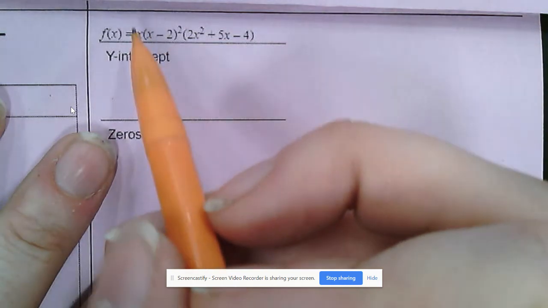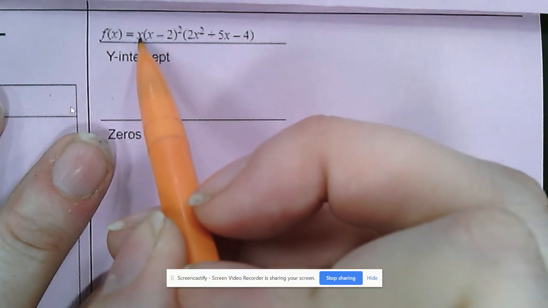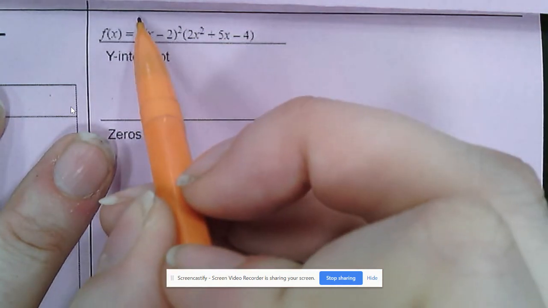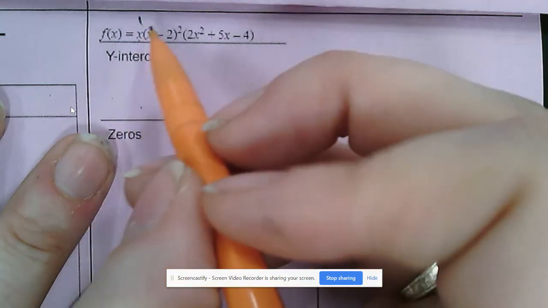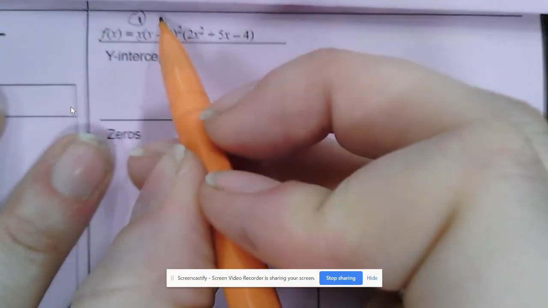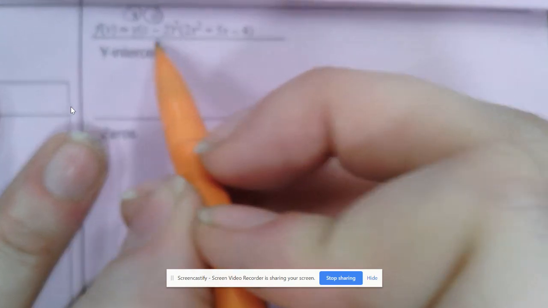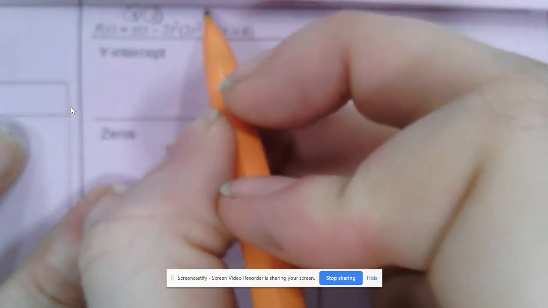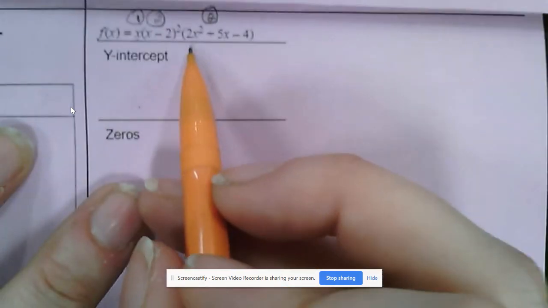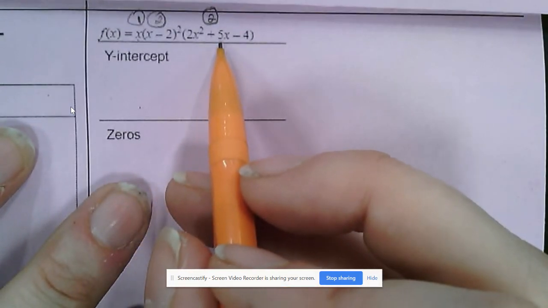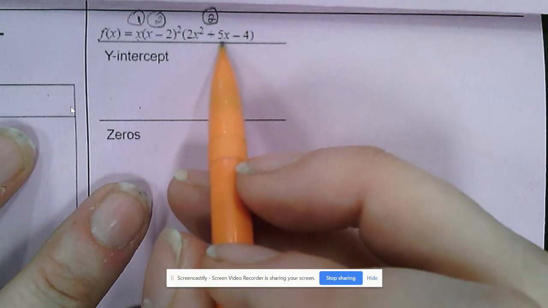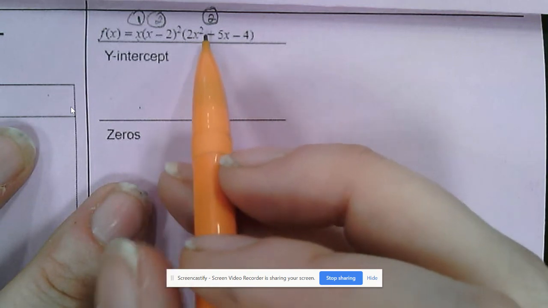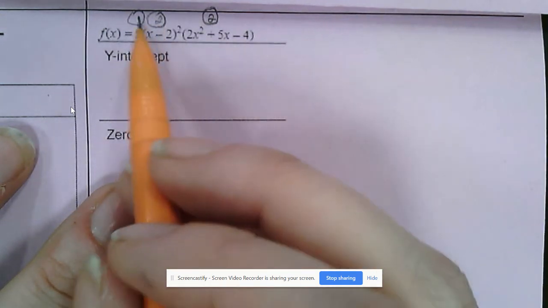So we're going to look at the degree of each factor. So this is a factor because it has an x in it. The degree of this is 1. The degree of this one is 2 because it's a double root. And then the degree of this last one is also 2 because the highest exponent in this is a 2. We don't care about this 5x right here. It doesn't actually matter. So that means my total degree is 5.